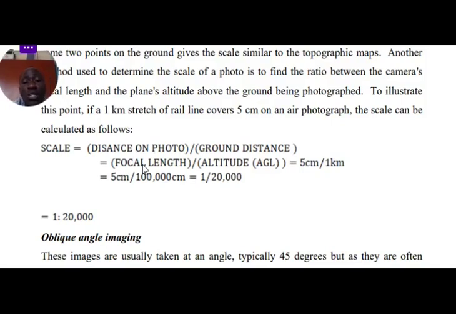They are saying that if you want to establish the scale, you must know the distance on the photo, then you divide it by the ground distance. In other words, they are saying the focal length and the altitude. So when you have the focal length, you divide it by the altitude, then you will be able to get what you call the scale. And you find out that in case you are given that 1 kilometer of a road stretches across, or covers, 5 centimeters on an air photograph, the scale can be calculated in this way.